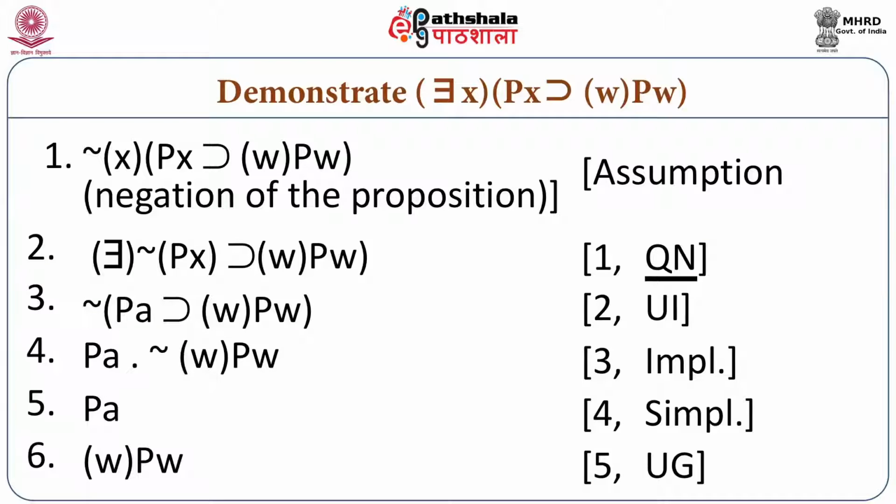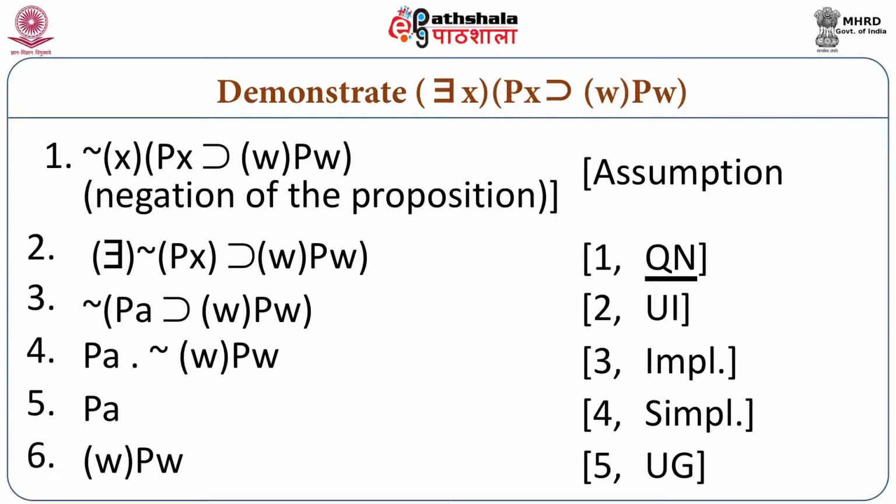Assumption number 1 is: how do we demonstrate the truth of this sentence, for some x, if x is p, then for all w, w p? In propositional logic, we normally negate the sentence, and if it results in a contradiction or a tautology, then the truth of the premise is shown or demonstrated. So here let us begin with the assumption that it is not the case that there is an x such that if x is p, then for all w, w p. This is the negation of the proposition, which is an assumption.